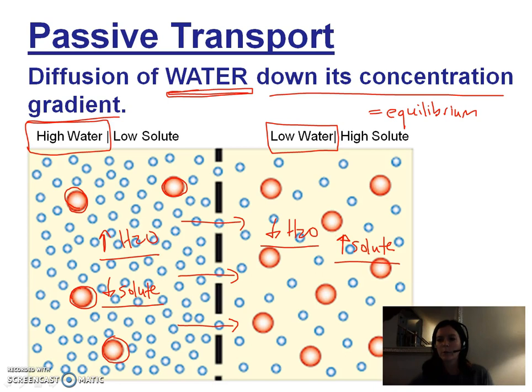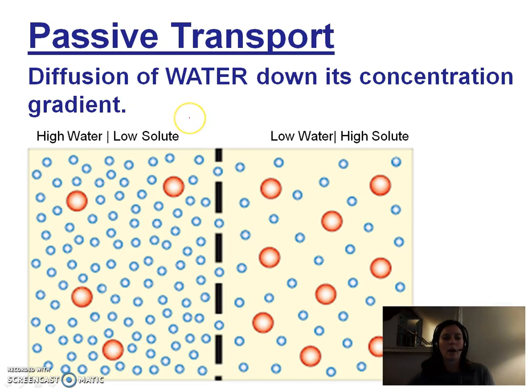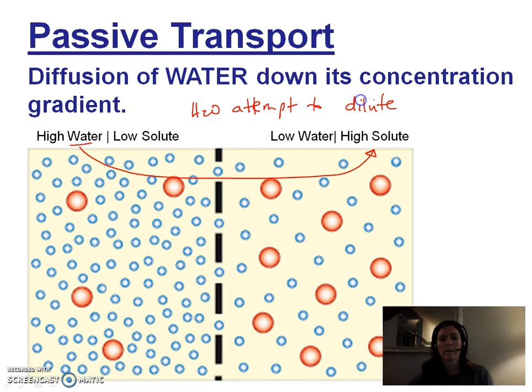Let me erase this for you real quick, and I want to show you another way to think about osmosis. Osmosis is also going to be the movement of water towards high solute. If you think about this, water is always going to attempt to dilute a high solute area. Again, with the goal of reaching equilibrium.